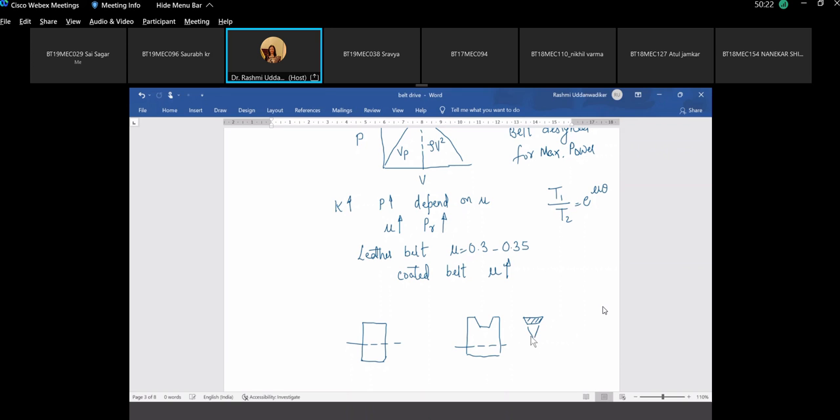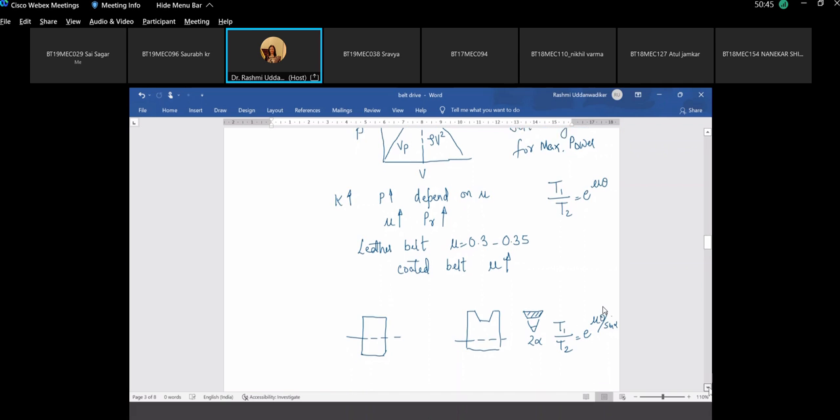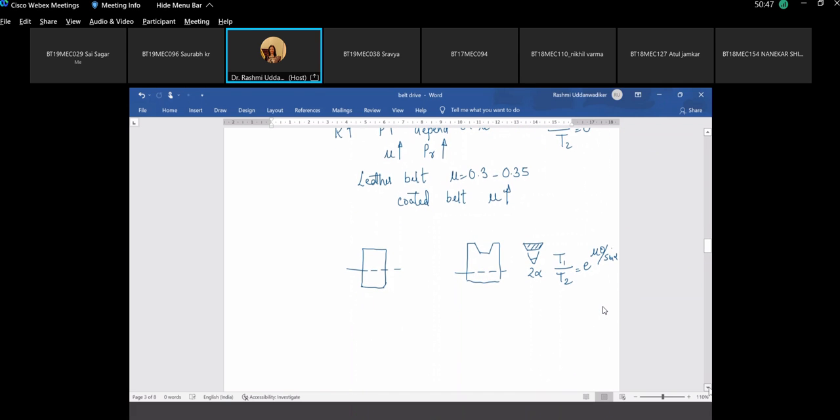And if this angle is taken as 2 alpha, then this value of T1 by T2 is e raised to mu theta by sine alpha. If you consider this as alpha, this is alpha by 2. You have to be careful there. Or instead of writing mu by sine alpha, in a few books you would find mu dash, where mu dash is mu upon sine alpha.